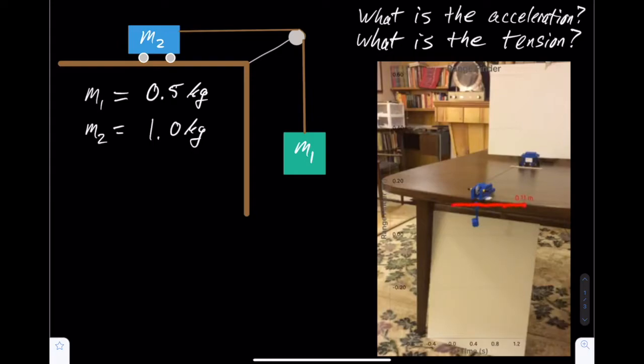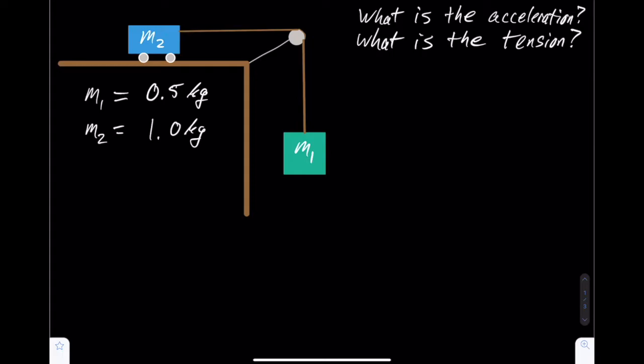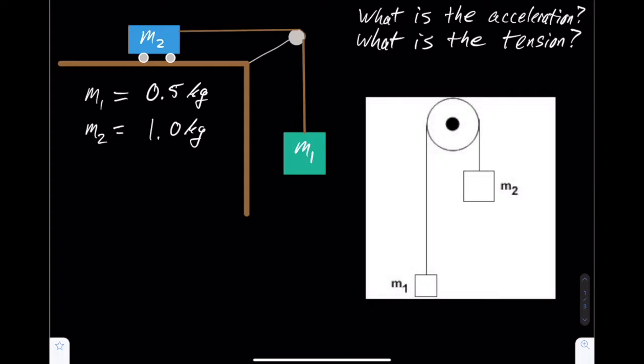Here's an example problem that's commonly done in intro physics labs, where you have a cart moving horizontally on a track, and it's connected by a string that goes over a pulley to a hanging mass. So this is often called the half Atwood machine because of the similarity to the Atwood machine, where two masses are hanging over a single pulley.